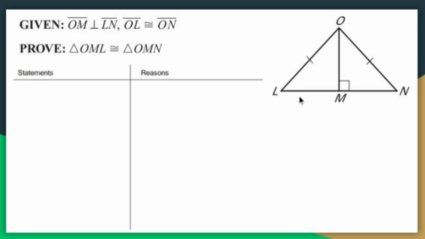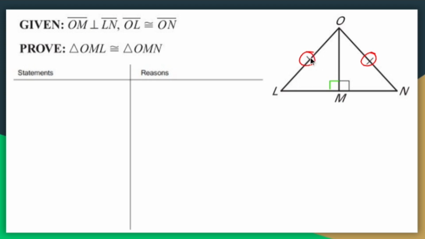Given OM is perpendicular to LN and OL is congruent to ON, prove that these two triangles are congruent. Let's figure out what we have. We are given this, that is a side. We are told that these are perpendicular, which means we are allowed to say that these two angles are right, which means we could say that these two triangles are right triangles.